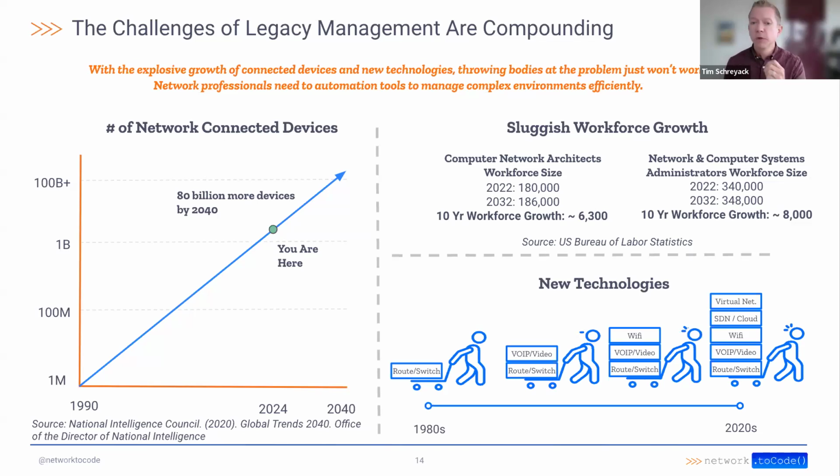On top of that, new technologies are constantly coming. Some examples here, we started off with routers and switches. We added in voice over IP, then Wi-Fi, and now we have additional complexities, SDN, virtual networking, as we move into cloud and hybrid cloud. And there's just yet more coming, right? This is not going to decrease. This is only going to increase.